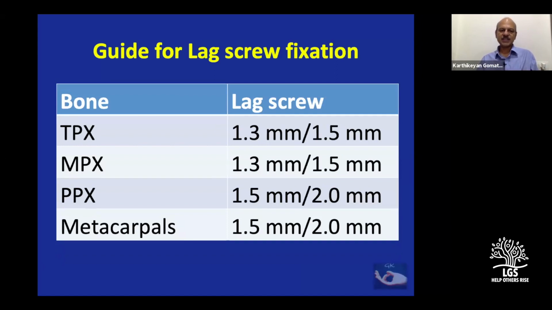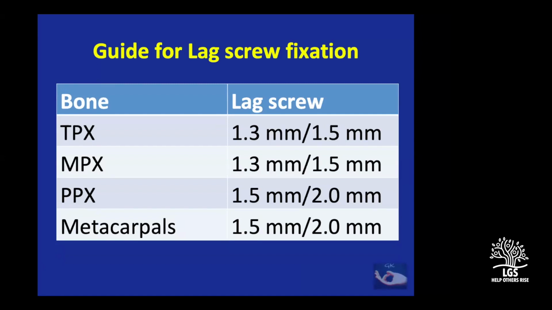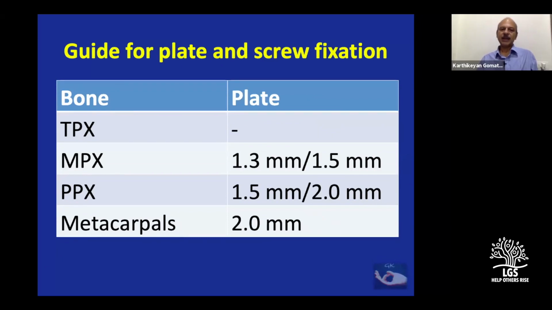For lag screw fixations, again, TPX or MPX for avulsion fractures, when you're using it, you can use 1.3 to 1.5 mm for the terminal phalanx and middle phalanx. For the proximal phalanx, we can use 1.5 to 2 mm, and similarly for the metacarpals, 1.5 to 2 mm screws. Similarly, for plate and screw fixation, of course, terminal phalanx we don't have. For middle phalanx, you can use 1.3 to 1.5, the proximal phalanx 1.5 to 2 mm, and for the metacarpals 2 mm plate and screw, remember you can use up to 2.4 and 2.7 mm plate and screw if you're going to do a bridge plating.